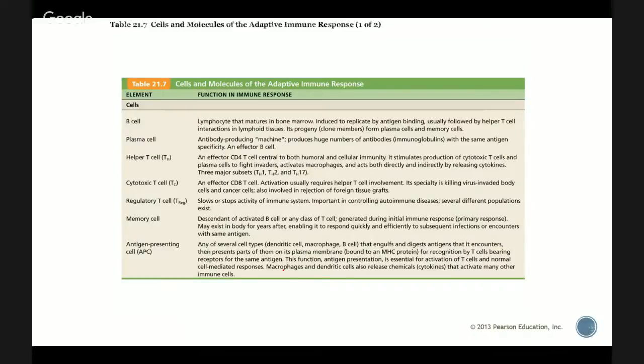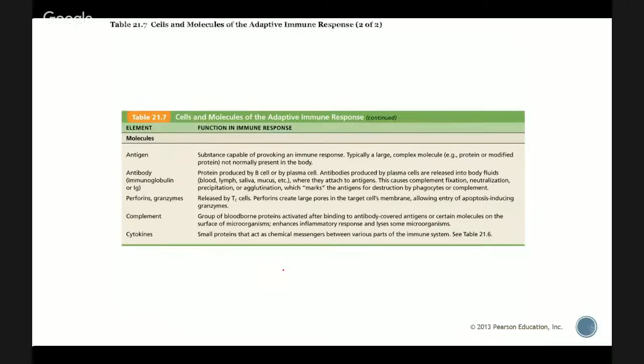So this table here, 21-7, gives you a nice breakdown of the different cells of the immune system and what their function is. So it's a really nice summary for everything that we've talked about here today. As far as the adaptive immune response, it's really, really helpful. So this would be a great one to refer to if you need to reference any of these while you're doing your assignments or working on anything.